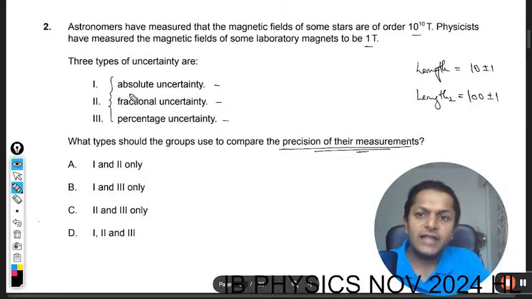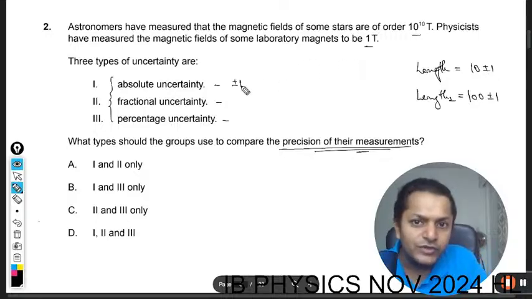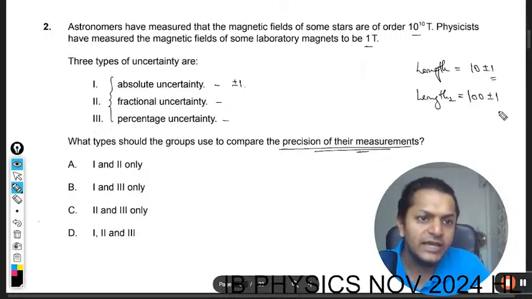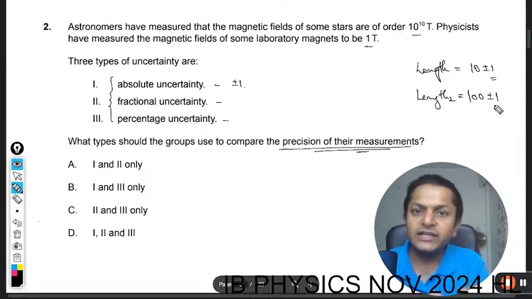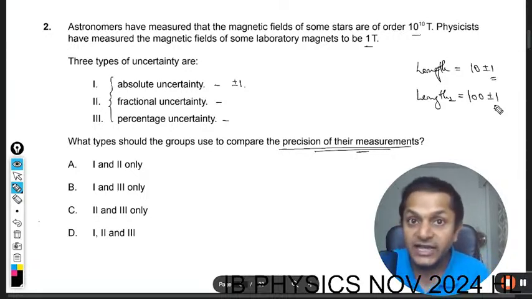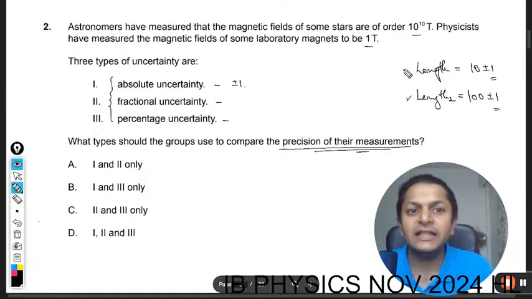Now, the absolute uncertainty is plus or minus 1 in both cases. This factor is called the absolute uncertainty. So clearly the absolute uncertainty is the same for both of these measurements. Clear? But clearly we can say that this measurement is far better than this measurement. Why?